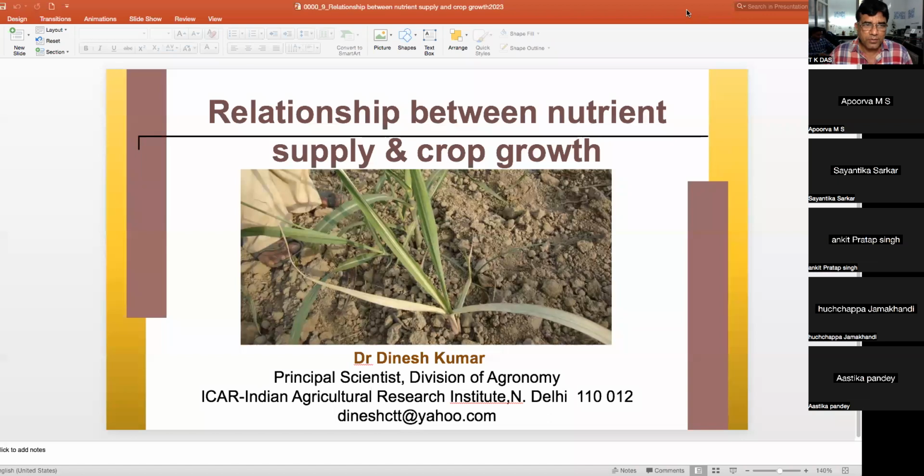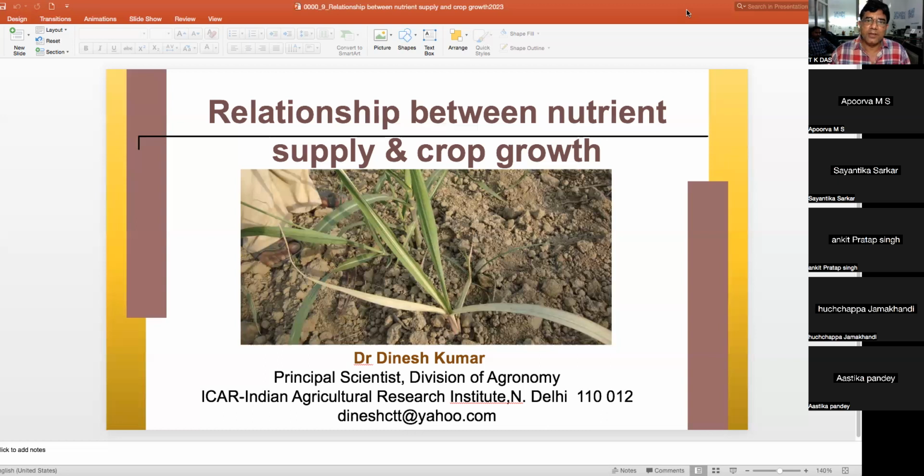Today we are going to discuss the relationship between nutrient supply and crop growth. That means how much nutrients are required by the plant for growth. First thing is that in crop production or in agriculture, we want optimum growth. We also want optimum supply of the nutrients. If supply of the nutrients is short, then growth will be affected. If it is in excess, then also the growth will be affected. So to get the optimum growth of the plant, we need optimum supply of the nutrients.